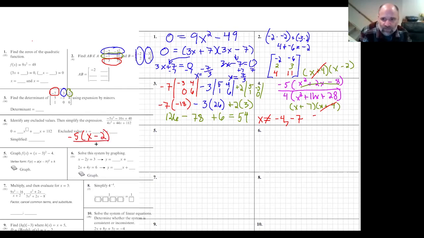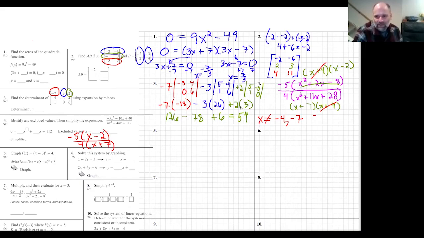All over 4. And you can just leave it like this. You don't have to multiply it out. x plus 7. Okay, so -4 and -7 are the excluded values. And then you can just leave your answer like this. Just when you're done factoring and canceling, just multiply across, squish it all together and you're done.